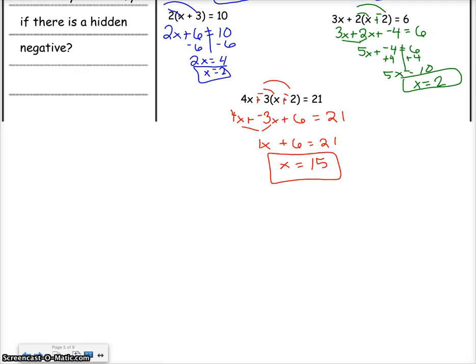So let me just summarize what I wanted you to do today. You want to make sure that you plus a negative first, distribute, combine like terms, and then you solve normally. That's it.